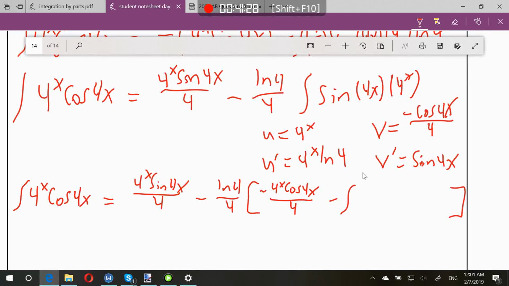So I have 4 to the x ln 4 cosine 4x, and it's negative over 4. Okay. Any questions on what we've done so far?